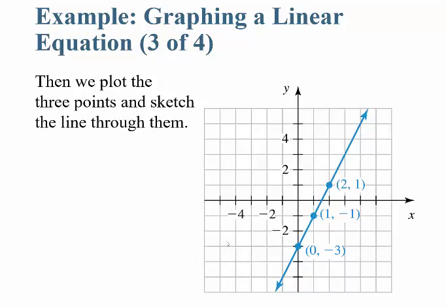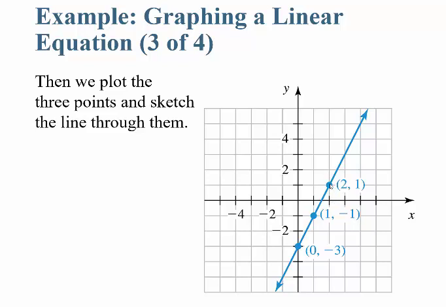All right, so then when I go to plot these, remember, one point is 0, negative 3. So my x value is 0, so I don't move from the origin, and then I go down negative 3. My next point is 1 comma negative 1, so I go over 1 in x, down 1 to negative 1. My next point is 2 comma 1, so I go over 1, 2, and then up 1 for the y value.